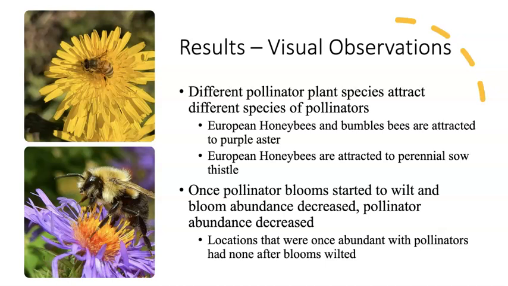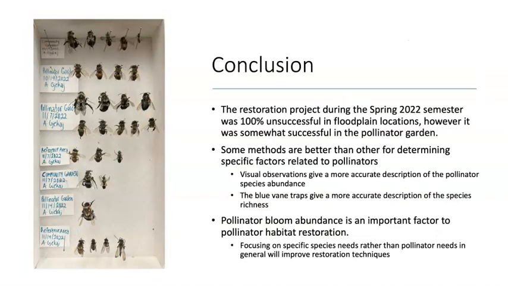So in locations that were once abundant with pollinators and pollinator flowers, once the blooms wilted, the pollinators were also gone. In conclusion, the restoration project during the spring 2022 semester was 100% unsuccessful in floodplain locations. However, it was somewhat successful in the pollinator garden.